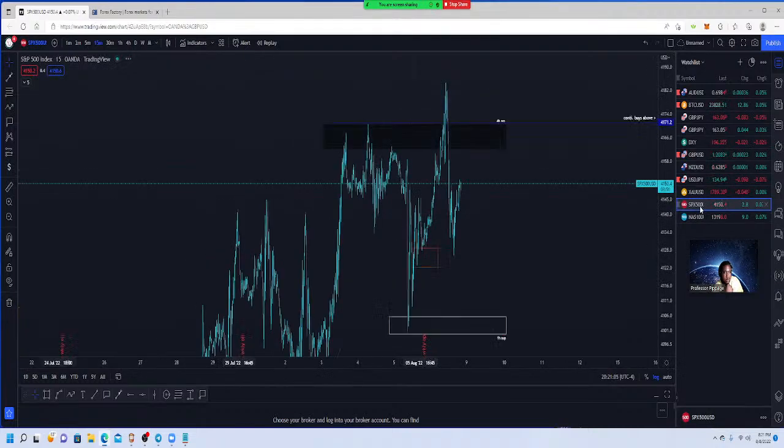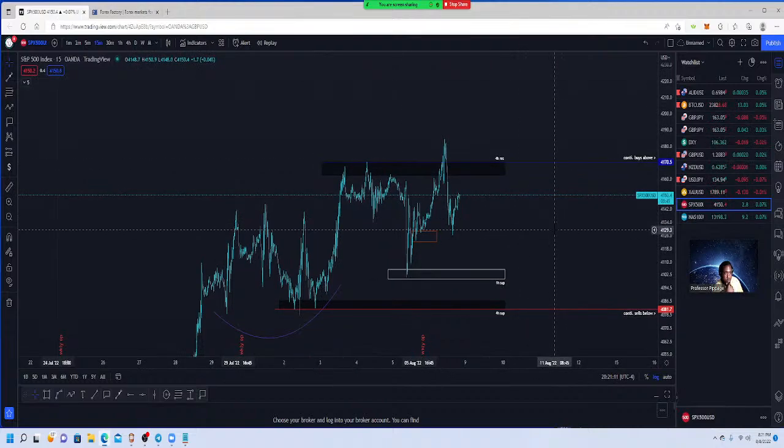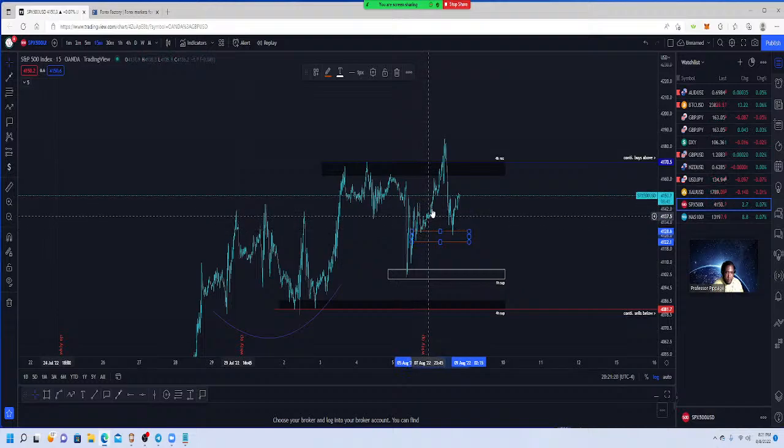See how SPX played out. Continuation buys didn't play out. Could have had some scalp buys as it opened up, a break and retest from that level. Potentially.